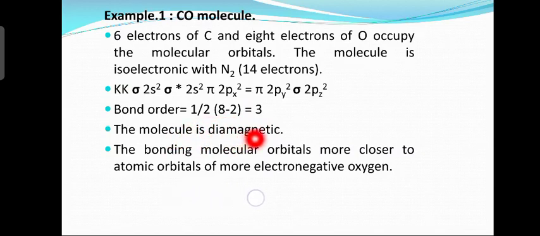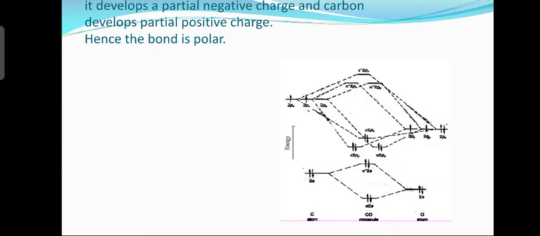The molecule is diamagnetic. How do you say that the molecule is diamagnetic? All the electrons are paired. You can see in the molecular orbital configuration that all the orbitals contain paired electrons. Paired electrons mean the molecule is diamagnetic in nature. The bonding molecular orbitals are closer to the atomic orbitals of the more electronegative oxygen. The bonding molecular orbital electrons, or orbitals, are closer towards what? The more electronegative oxygen.